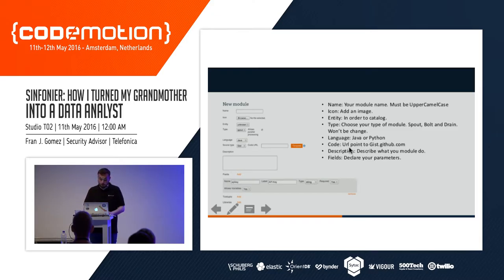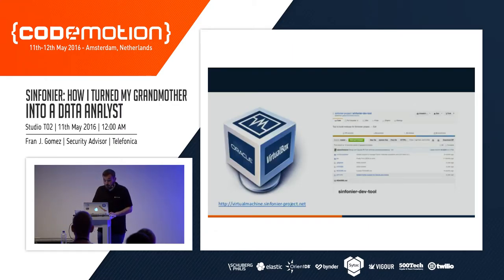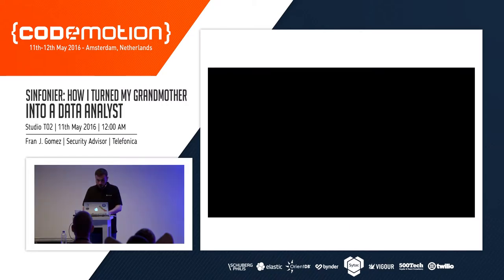to the community. There are a lot of states of the model. When you create the model, you need to validate it because this model must work with the other models in the community. The model can be developing, pending, private, published, or deleted. So we have a virtual machine to test the models, and we are looking for people to create these models in an easy way.